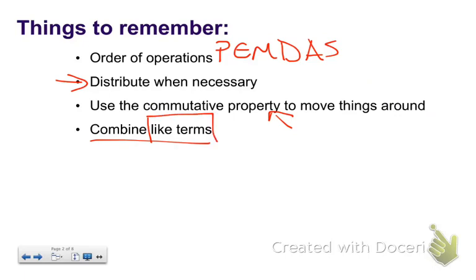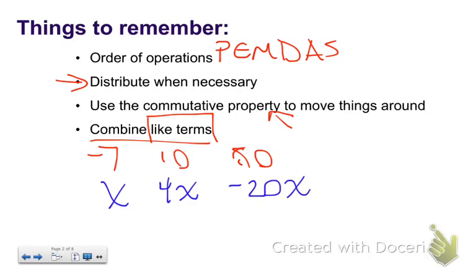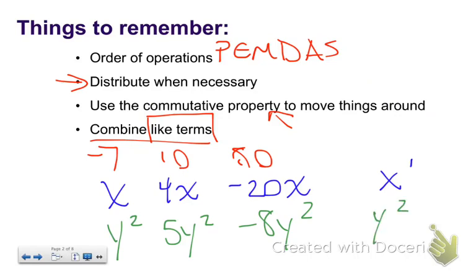remember, they're very specific. So any constants or numbers without a variable attached can be combined. So -7, 10, 80, those are all like terms. Those could be combined. And then if you had x or 4x or -20x, those are all like terms because they're all x to the first power. Or you might have y squared, 5y squared, -8y squared. Okay, and because they're all squared, those are like terms.